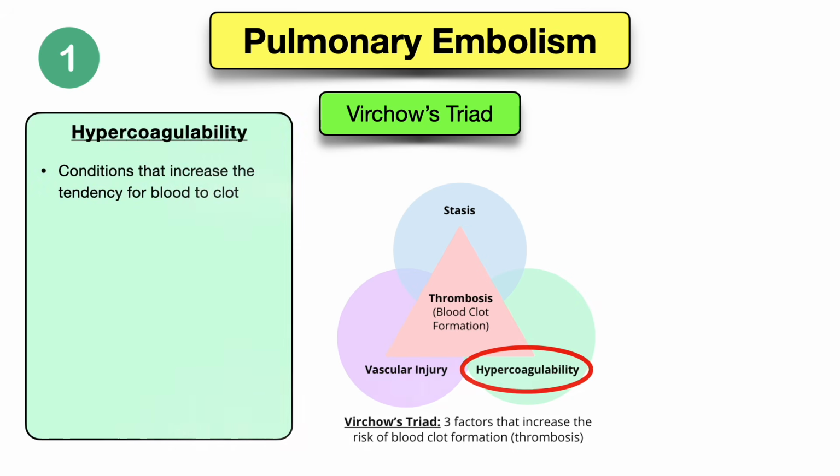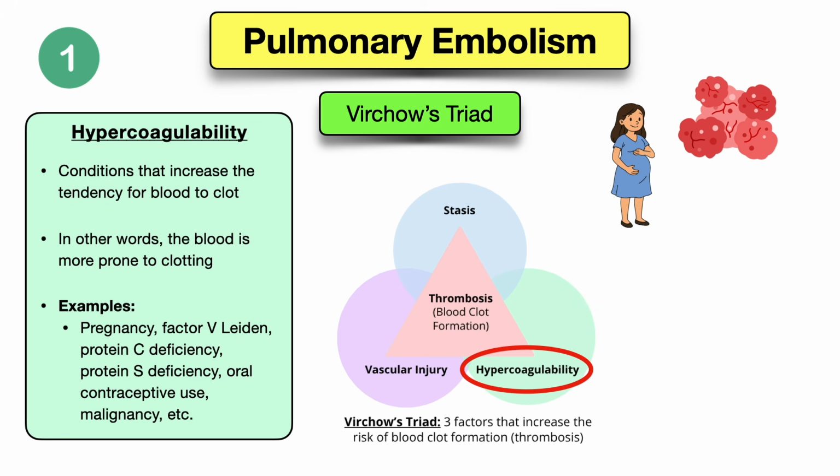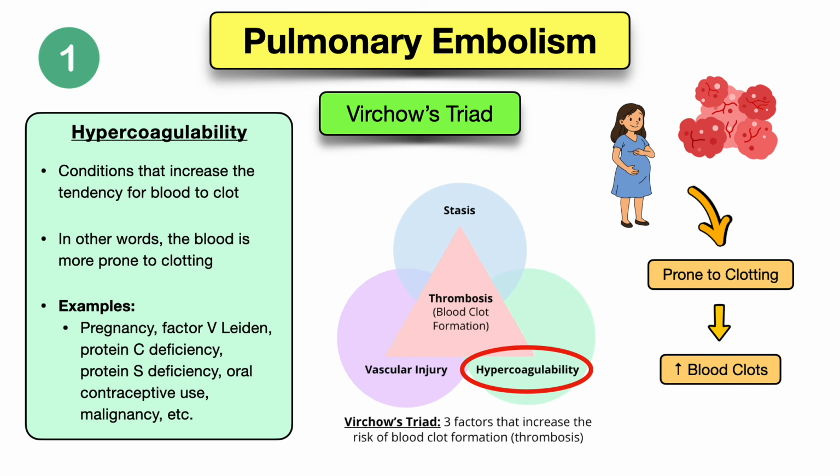The second factor in Virchow's Triad is hypercoagulability. These are conditions that increase the tendency for blood to clot. In other words, the blood is more prone to clotting. Examples include pregnancy, factor V Leiden, protein C deficiency, protein S deficiency, oral contraceptive use, and malignancy, to name a few. All of these conditions make the blood more likely to clot.